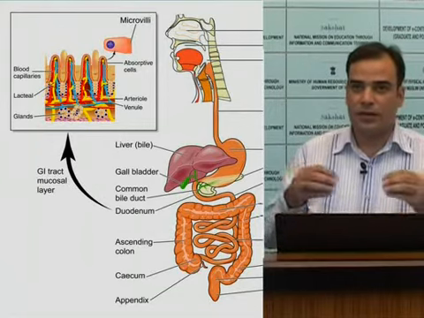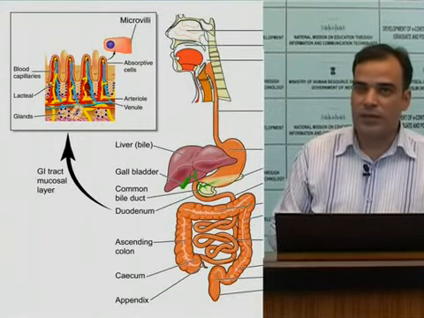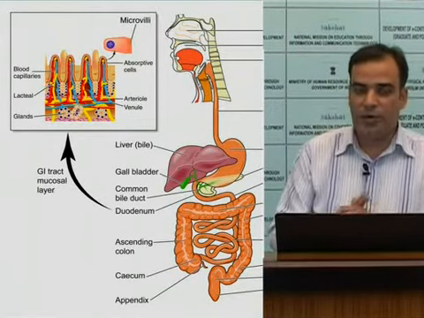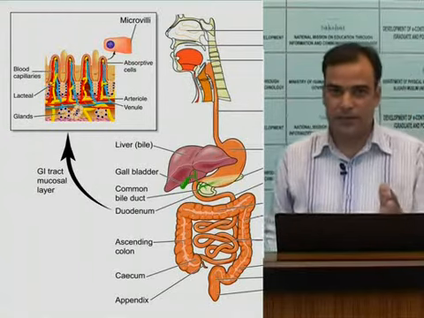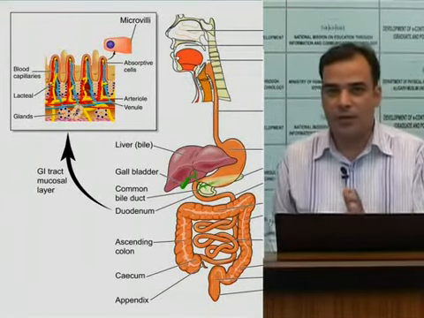So many different secretions take place in our GIT. Let us start from the mouth. In mouth, there is a secretion called saliva, and this is secreted by glands called salivary glands. Then we will come to the stomach. In stomach, there are two very important secretions. One is the acid, second is an enzyme called pepsin.